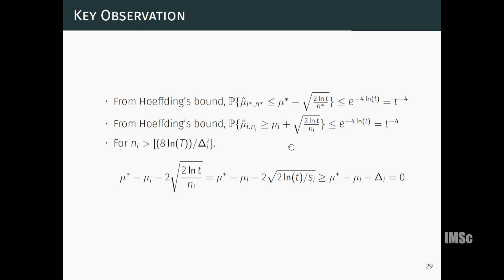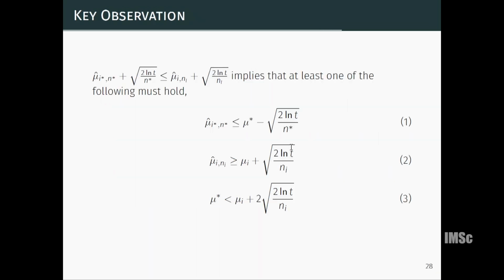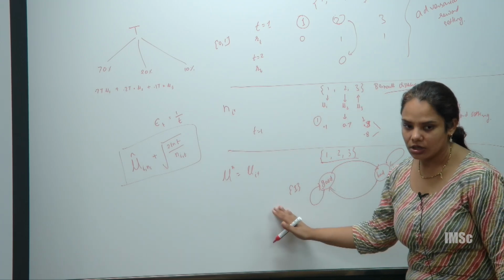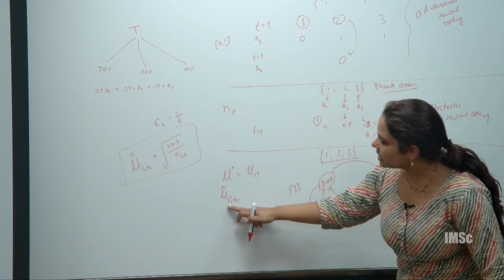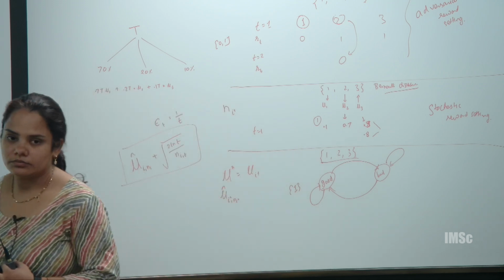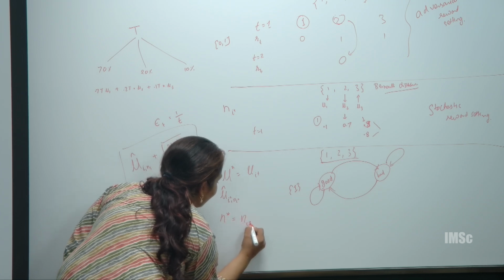What's the difference between mu hat I star, n I star, and just mu star? I just defined mu star, right? Mu star is the actual mu. Mu star is the mu I star. So mu star equals mu I star. And mu hat I star n I star is the estimated reward of the optimal arm, and n star is nothing but n I star. Now I guess it should be okay.